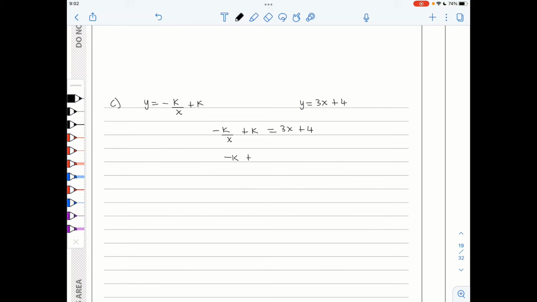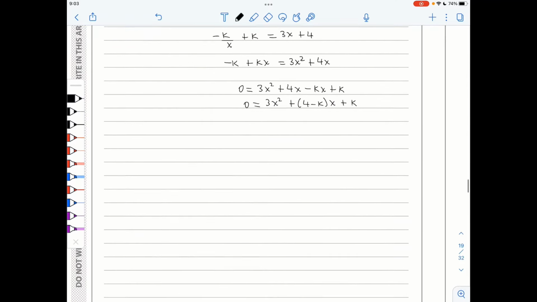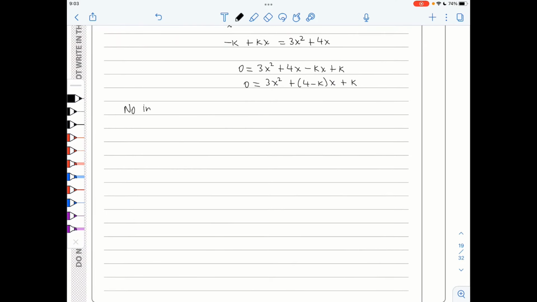I will multiply throughout by x. This is gradually giving me a quadratic. I'll collect everything on the right hand side. I get 3x squared plus 4x minus kx plus k. So I have 3x squared plus (4 minus k) x plus k. We know that if we have no intersection, that means the discriminant has to be negative, so no solutions arising from this quadratic. So the discriminant should be negative, and therefore b squared minus 4ac should be less than 0.